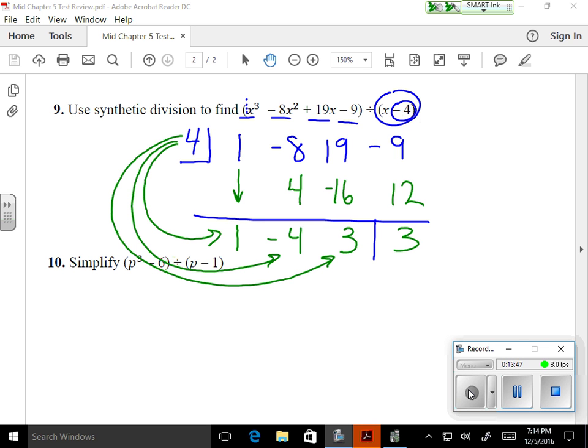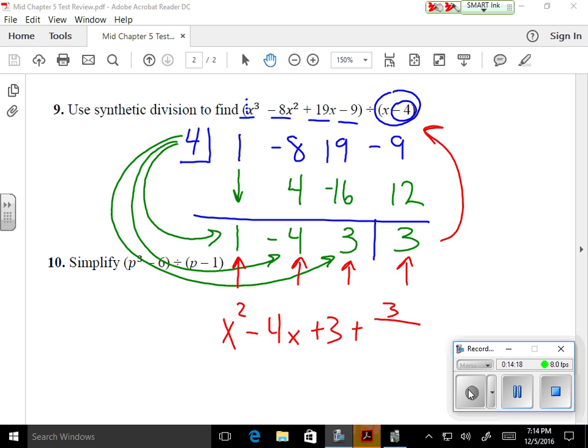So that means my answer will be: this is going to be the x squared, this is going to be x to the first, this is going to be plain old 3. And that number is going to go over the x minus 4. So it'll be 1x squared minus 4x plus 3, plus 3 over the x minus 4.